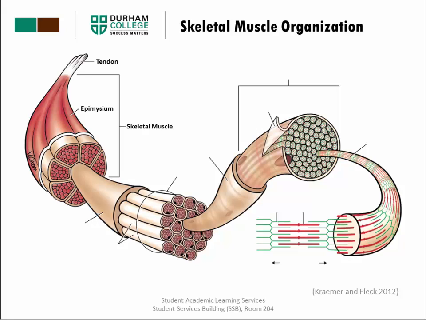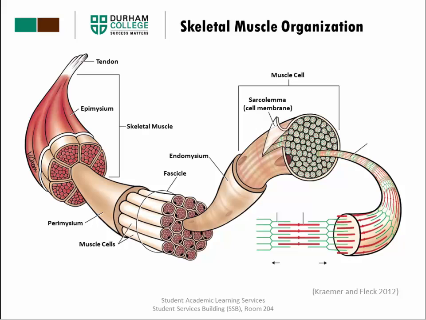Within the skeletal muscle, we can see that there are various packages of muscle called fascicles. Each individual fascicle is surrounded by a perimysium, again connective tissue. Within the fascicle, we can see muscle cells. Looking at an individual muscle cell, we can see that it is surrounded by more connective tissue called the endomysium.